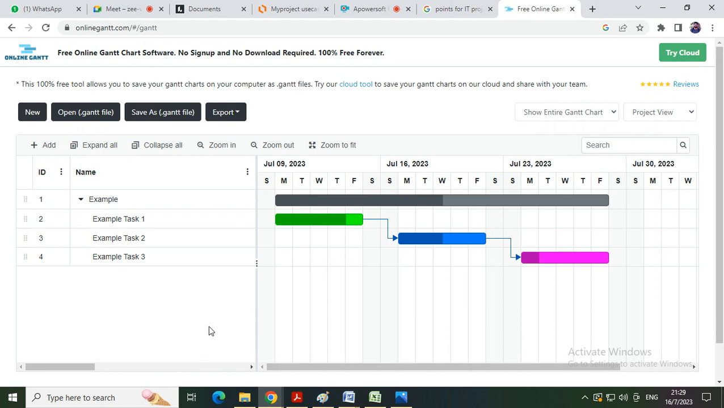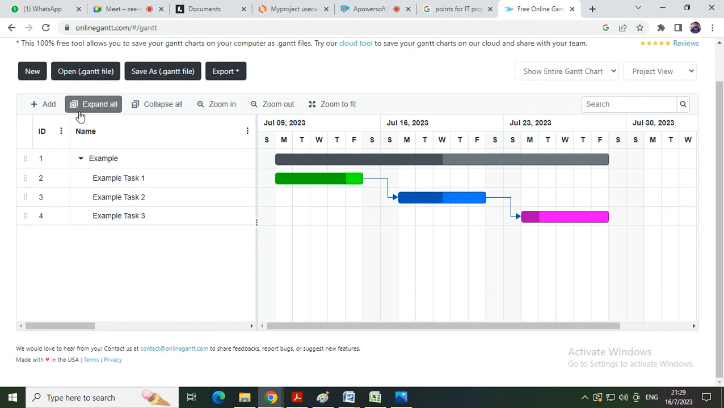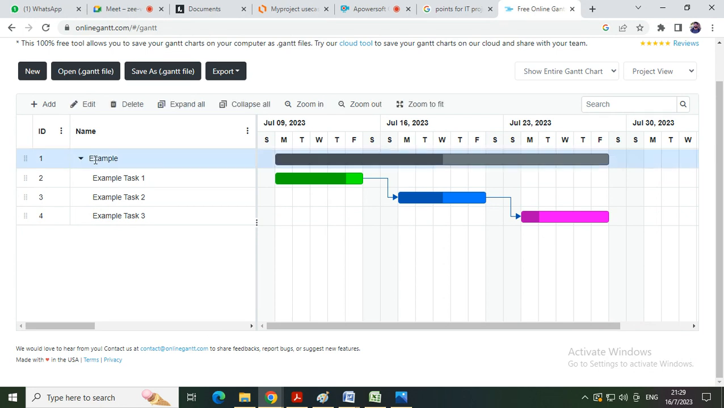See here. Okay. Everything is ready. What you have to do, you have to write here. What are the tasks? Some task 1, task 2, task 3. If you have some internal task, then you have to write it here. Just like that, you have to prepare your Gantt chart.